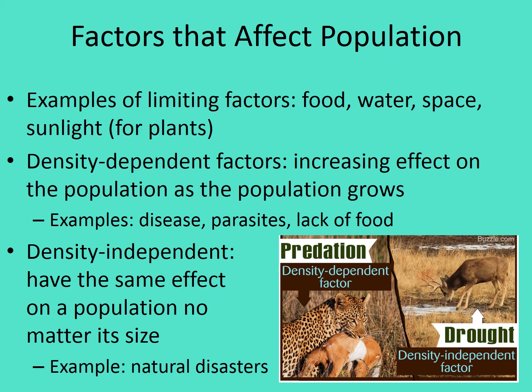Density independent factors are independent of any kind of population. They're going to affect populations without worrying about how big or small they are. A really good example of this is natural disasters. A tornado doesn't care if it hits a big place or a small place. It's just a natural disaster. So those are things that affect a population regardless of its size.